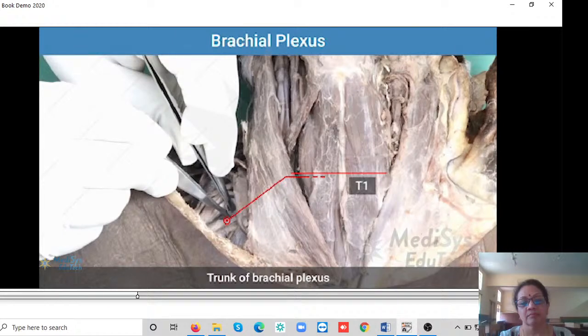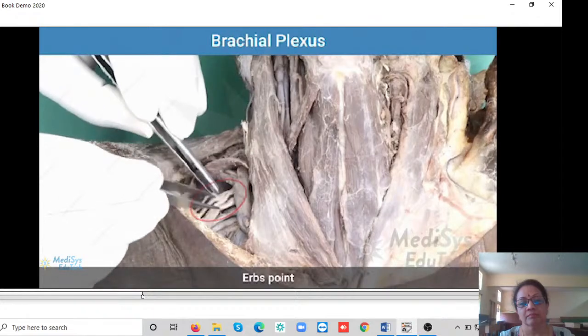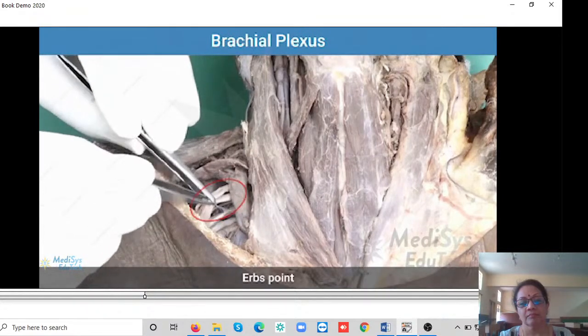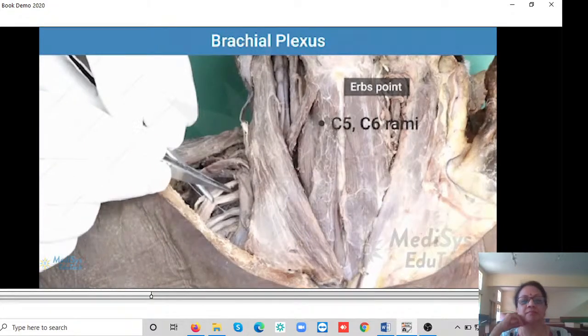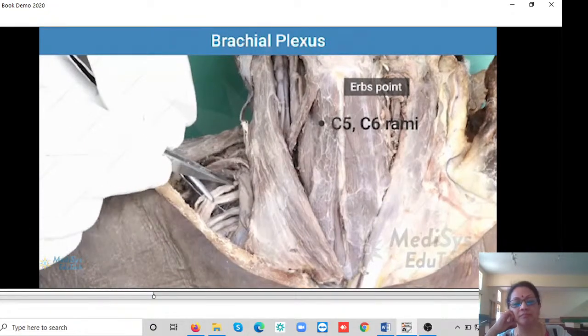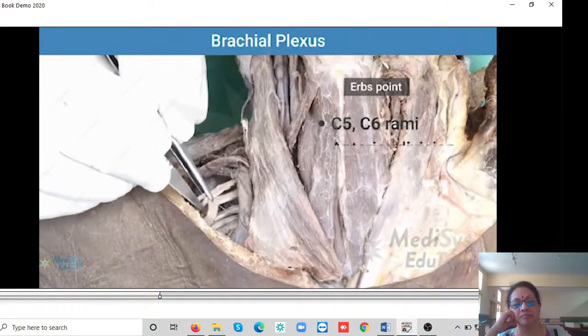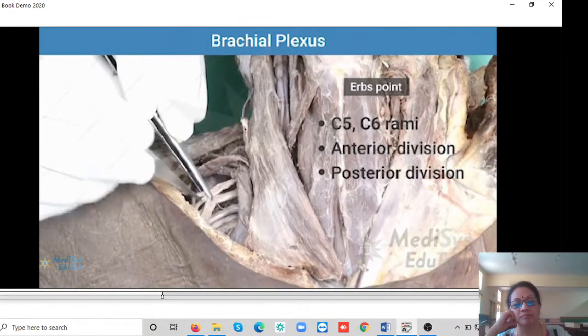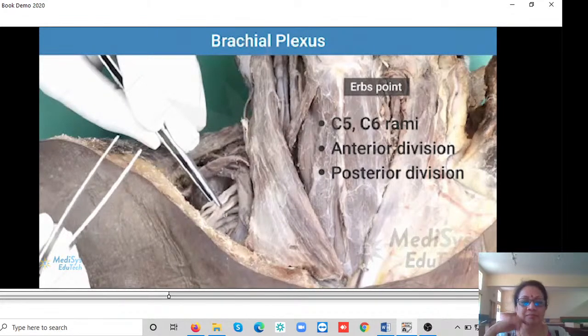thoracic spinal nerve. In the subclavian triangle, this is the region of Erb's point. Erb's point is formed by meeting of the 5th and 6th cervical ventral primary rami, and then 2 divisions, anterior and posterior, and 2 important branches. Erb's point is a point in the upper trunk of brachial plexus where these 6 nerves meet or diverge.